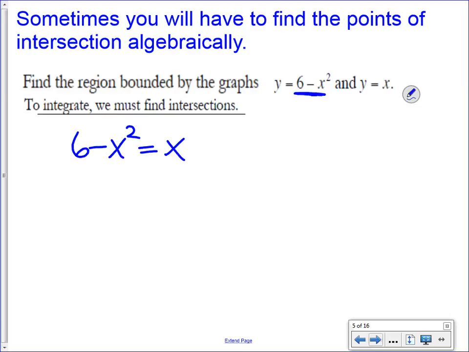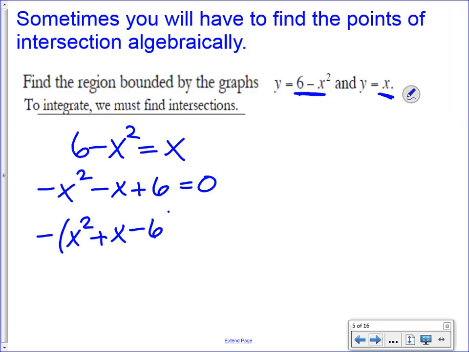So we're going to set the 6 minus x squared equal to x, and then just solve for x. So this is a quadratic equation that we're solving, so we want to set it equal to 0. We're just going to move everything to one side. And then we want to try factoring. So I would start by factoring out the negative. And then factor the remaining quadratic.